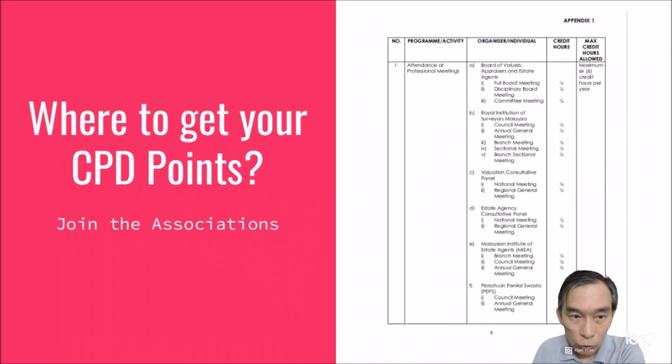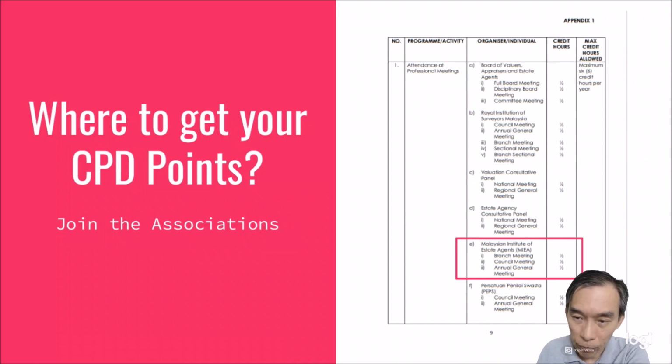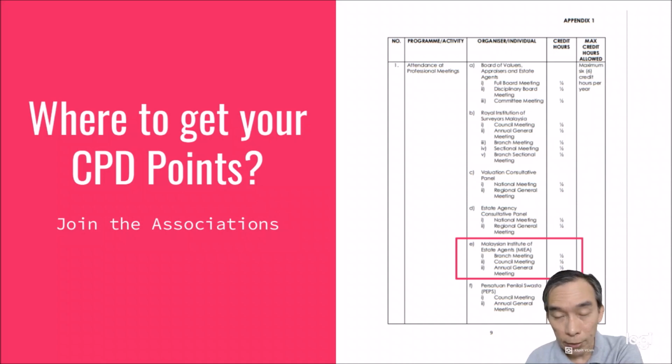So this is what I am supposed to show you for the half point. The Malaysian Institute of Estate Agents MIEA branch meeting is half a point. Council meeting is also half a point. Annual general meeting is also half a point. And if I may say, I am a committee member of the Sarawak branch of the MIEA, which means I attend their branch meeting every other month, usually about once in 2 to 3 months, and I can group maybe 2 points from here, which means that I have 4 branch meetings.